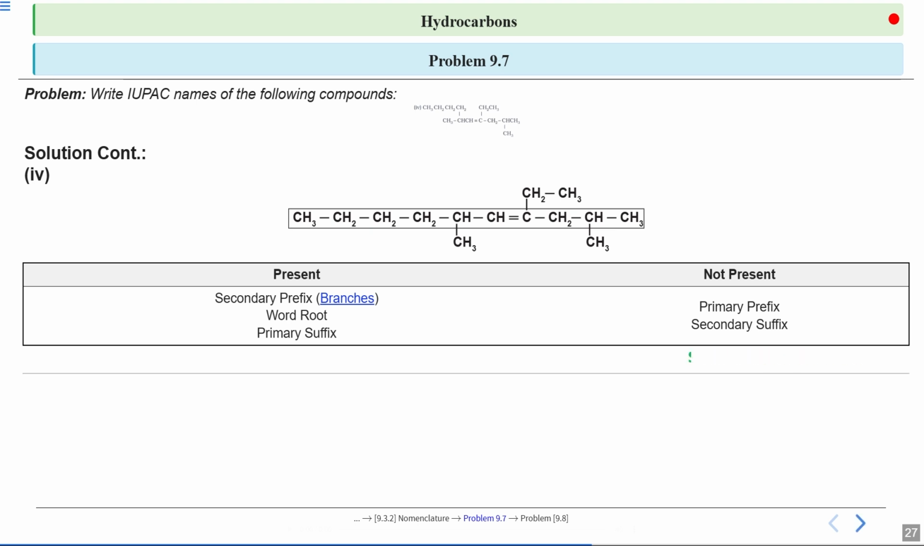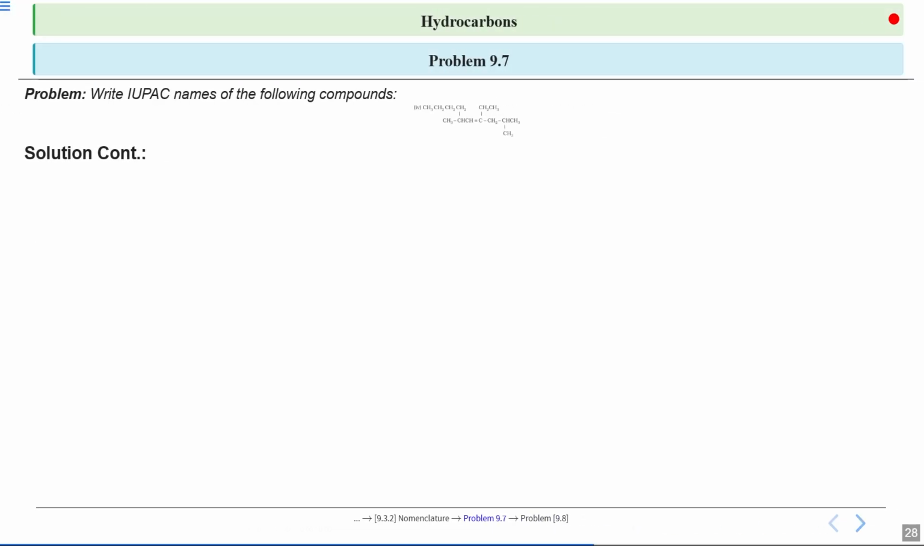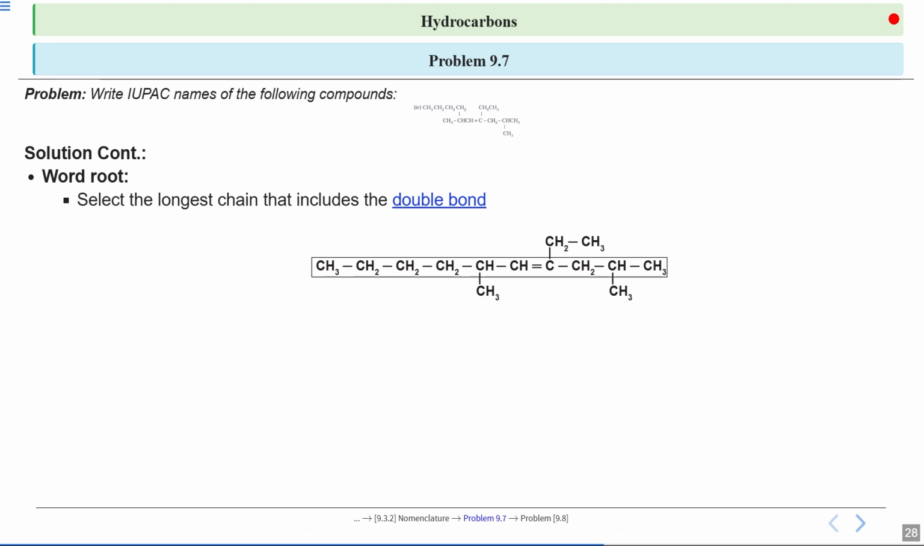Next, we have to decide the word root. What will we do for the word root? We will select the longest chain that includes the double bond. If we do so, then this is the longest possible chain that includes the double bond as well. If you count the number of carbons, it equals 10. So the word root is dec.